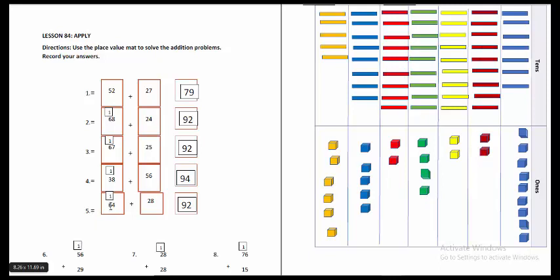Number 5, 64 plus 28. 4 plus 8 equals 12. 2 and 1 carry up. 1 plus 6, 7. 7 plus 2, 9. 92, and represent 92. And please complete the rest of page 44 and 45 in the same way.